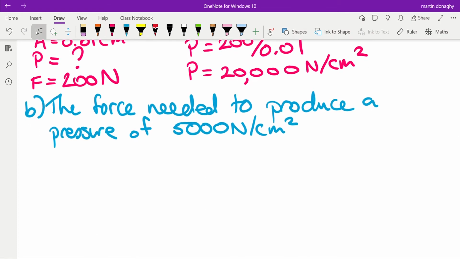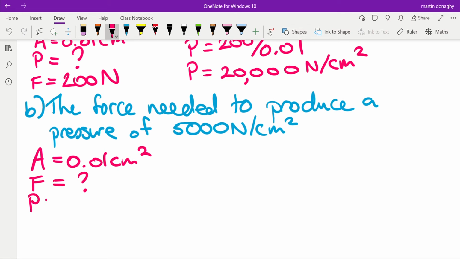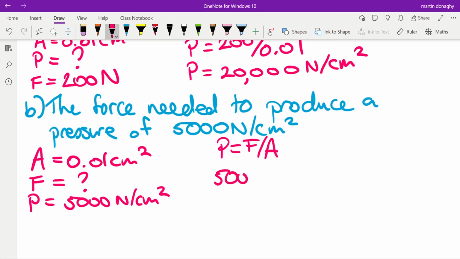Second question, same pin, so we've still got the same area, 0.01 centimeters squared, but this time we're trying to find F to produce a pressure of 5,000 newtons per centimeter squared. Write out your equation and put in your value, so that's 5,000 equals F divided by 0.01.